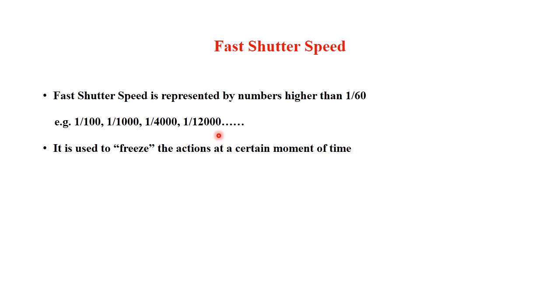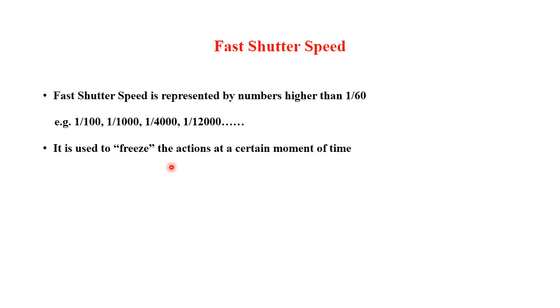And what is the function of this fast shutter speed? We came to know that it is one of the important components of the camera. We use fast shutter speed to freeze actions at a certain moment of time. This is very interesting, and we are going to explain it with examples, right? So just keep in mind that the function of the fast shutter speed is to freeze actions. We need it in everyday life, in sports, in everyday life, we need to freeze some actions. We need to take an image at a certain part of the time.